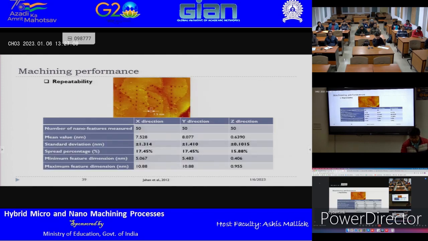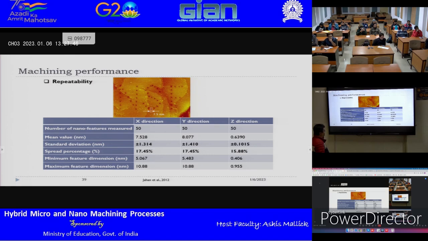Now here I did some repeatability analysis for all the holes. There are 50 holes in the NSF word. So you have X direction, Y direction, Z direction. The mean hole size I found is about 7.5 to 8 nanometer, and the depth about 0.6 nanometer, so less than 1 nanometer. Standard deviation was about 1 nanometer for the diameter and 0.1 nanometer for depth. This is the statistical analysis for the 50 holes that we did.